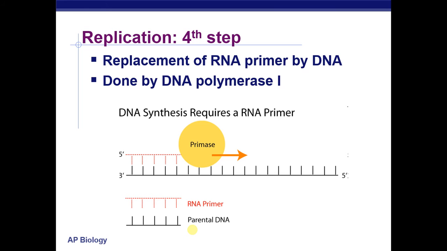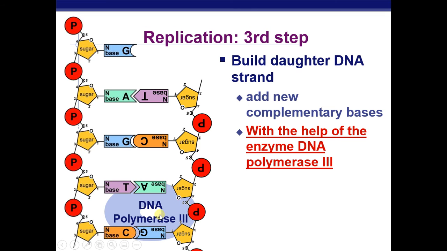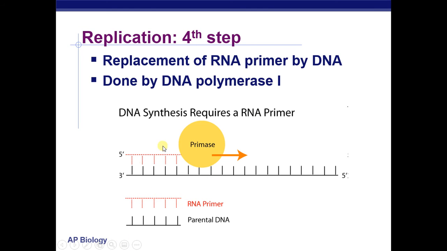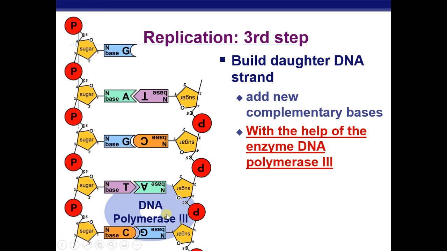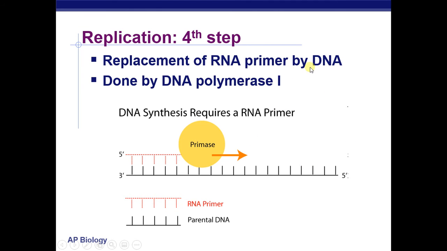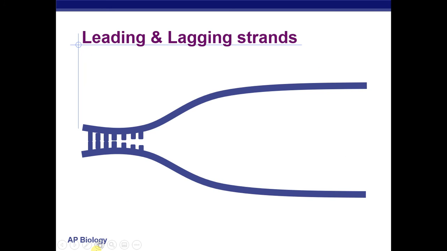The fourth step is we replace those RNA primers with DNA. So if we're adding DNA, we're going to have those little chunks of RNA from the primase that are still stuck in there, and we don't want that. So a closely related enzyme called DNA polymerase 1 is going to come back and remove these primers, check them out, and put DNA in their place.